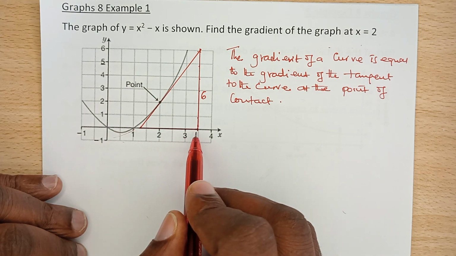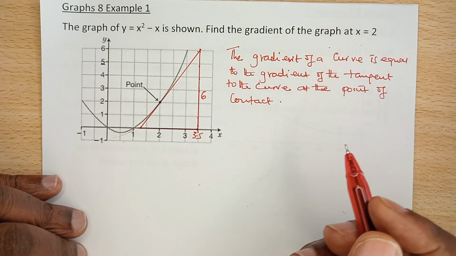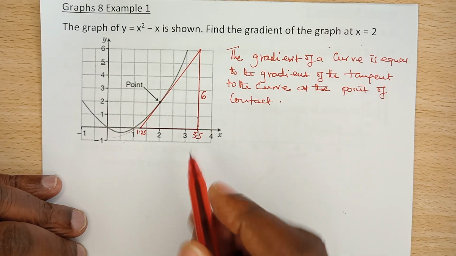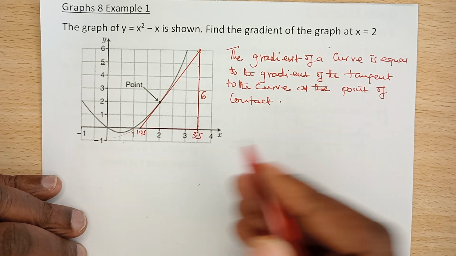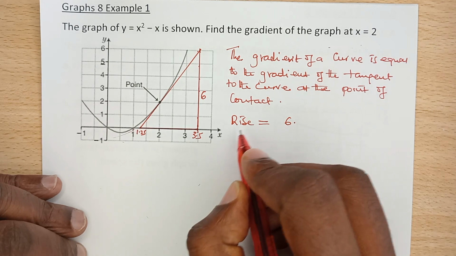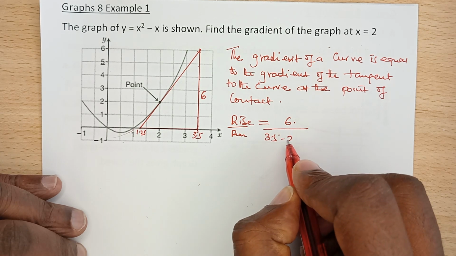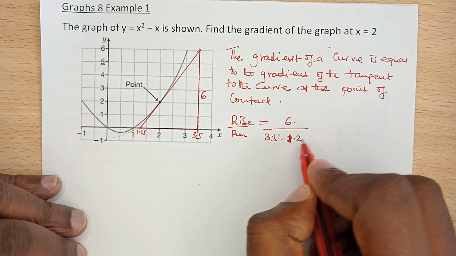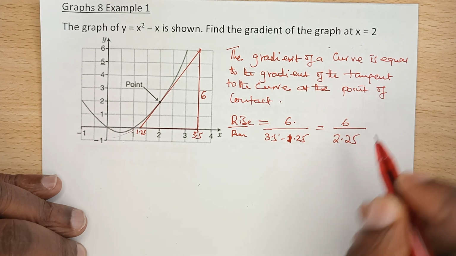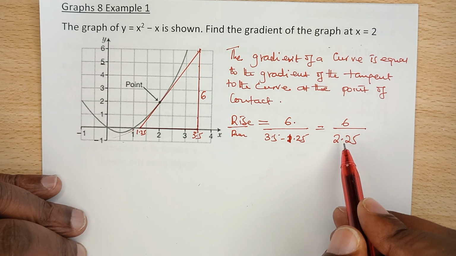This is obviously, let's say, 3.5, and this is 1.25. So let's talk about the rise. The rise is obviously 6 over the run. The run is 3.5 minus 1.25, which is 6 out of 2.25, because 3.5 minus 1.25 is 2.25.